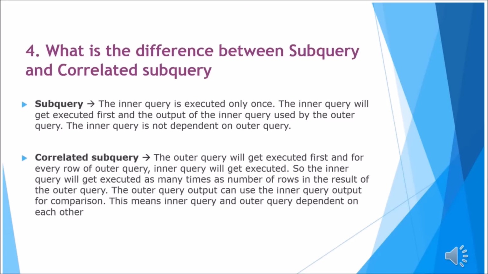In correlated subquery, the outer query will get executed first, and for every row of the outer query, the inner query will get executed. So the inner query will get executed as many times as the number of rows in the result of the outer query. The outer query output can use the inner query output for comparison. This means the inner query and outer query are dependent on each other.